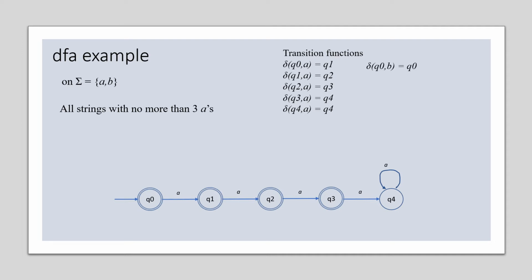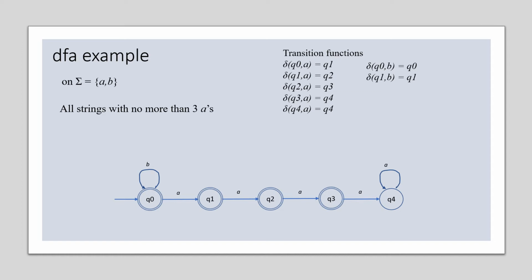All right, well, what if I'm in Q0 and I get a B? I'm going to stay in Q0 because I can get all the B's I want, and it's accepting. A string of 1 B is accepting. A string of 100 B's is accepting because a string with 100 B's has no more than 3 A's, right? So what if I get 100 B's and then I get an A? Still accepting. But what if I get 100 B's and an A and another B?